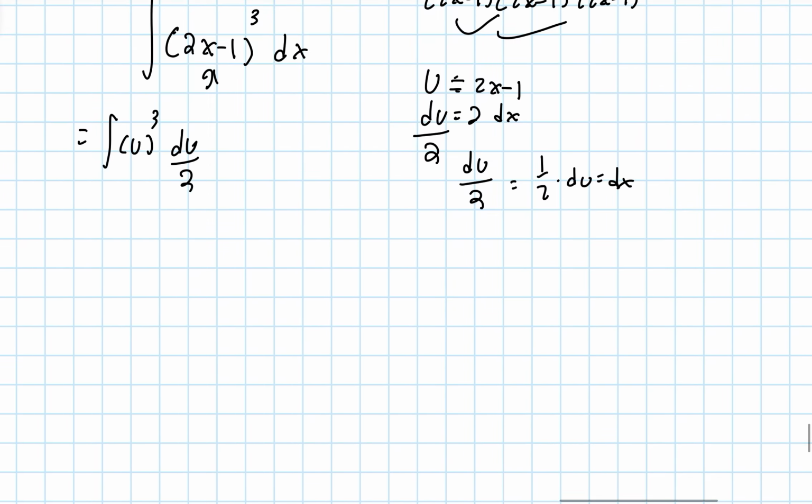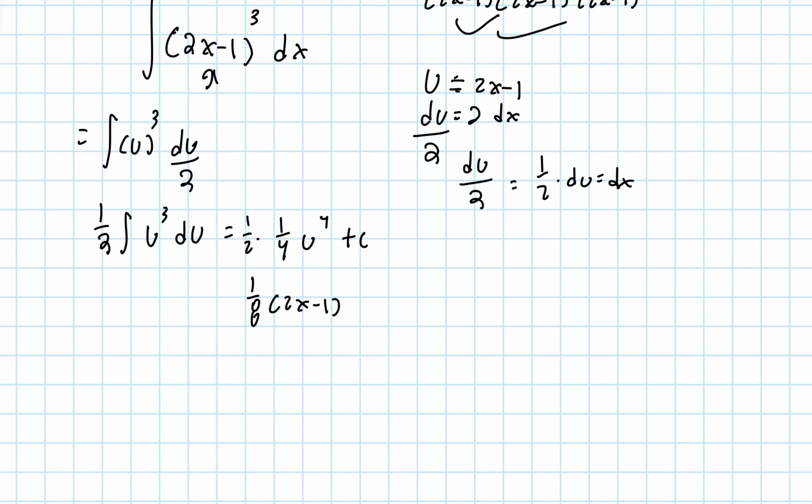Remember your technique for integration: you can just take out the 1/2. So this whole integral becomes 1/2 times the integral of u to the third du. From here, you can just do 1/2 times 1/4 u to the fourth plus c. We're not done yet, because for a successful integration you want to plug in the original function. Since we have 1/2 times 1/4, we can just do 1/8, and we plug u in again to be 2x minus 1, to the fourth, plus c.